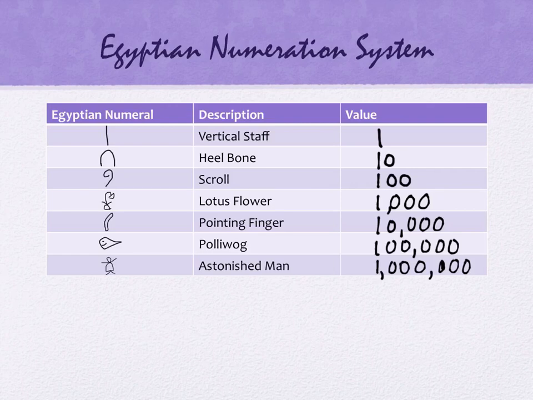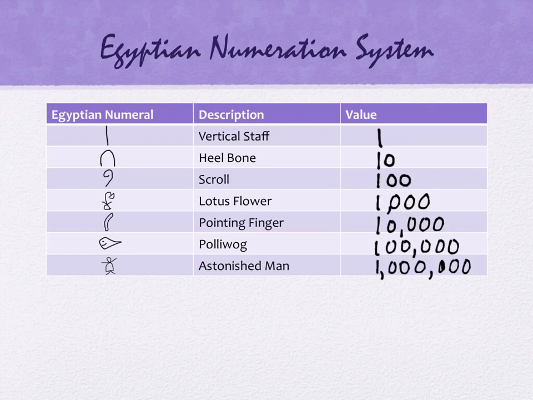Typically speaking, the reason students like this number system is because it's easy to work in. All we do is repeat symbols. So if we want the number 20, we use 2 heel bones. If we want the number 3 million, we use 3 astonished men. You just repeat the symbol. Now, if you had the number 99,999, you might not be so happy repeating all of those things 9 times. Would you do 10 little men minus a vertical staff? Nope, you can't do it that way because that's not how they did it. You just have to write out 9 of the pointing fingers and 9 of the lotus flowers and 9 scrolls and 9 heel bones and 9 vertical staffs. That's what it would actually look like.